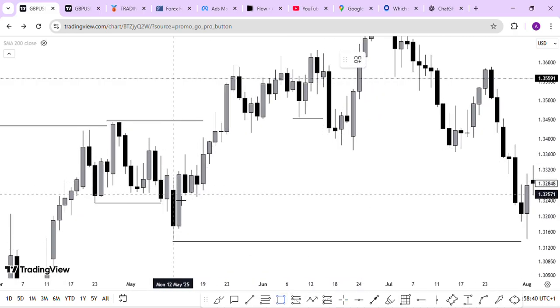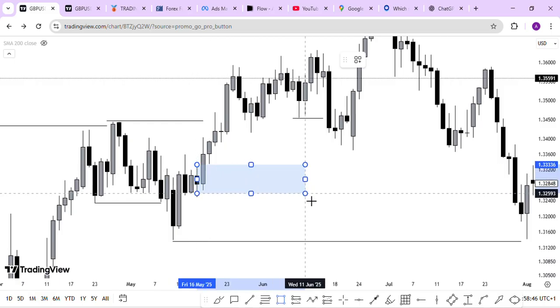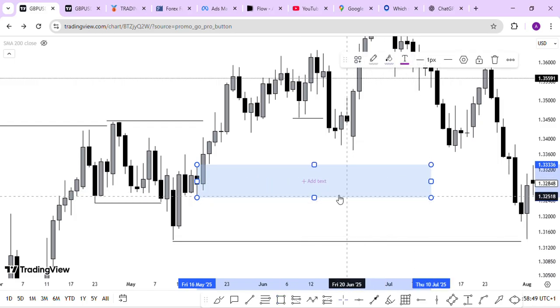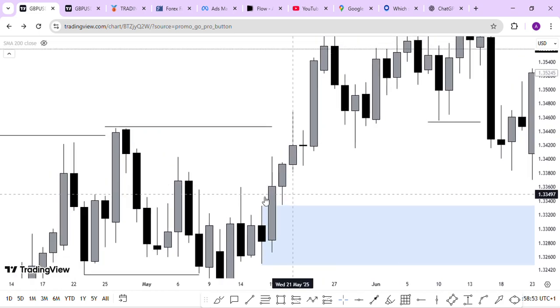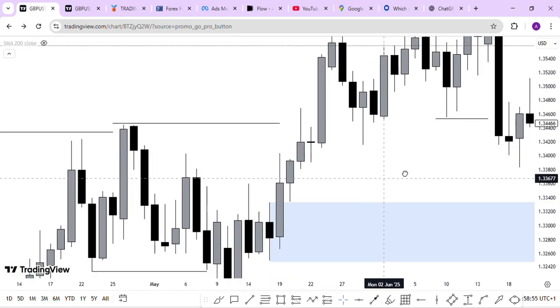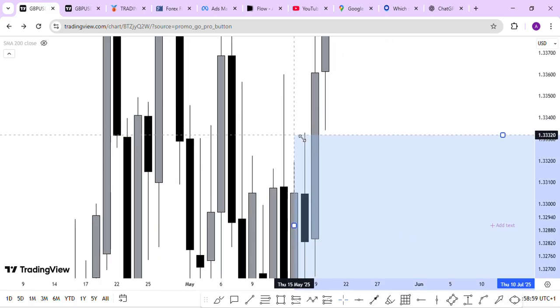Let me check. This is the valid pullback like this. Then let me see. So I think this is not mitigated. Yes, we have an OB here. Why? Let me expand this so that you see that this level hasn't been mitigated. There is a very tiny fair value gap in between it, so it hasn't been mitigated.